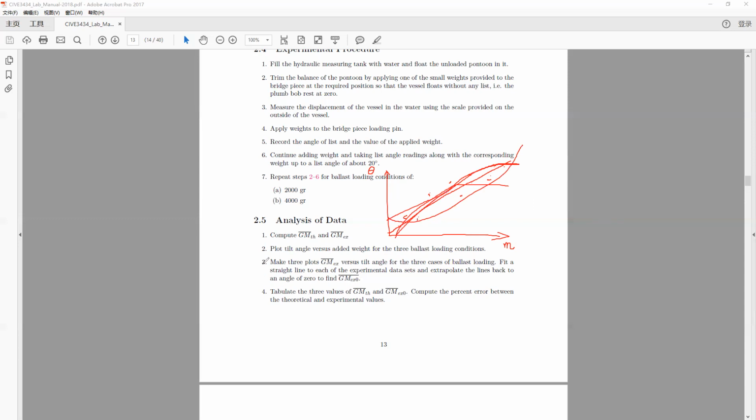For part 3, make 3 plots of GM experimental versus tilting angle. Yeah, this one is very important.